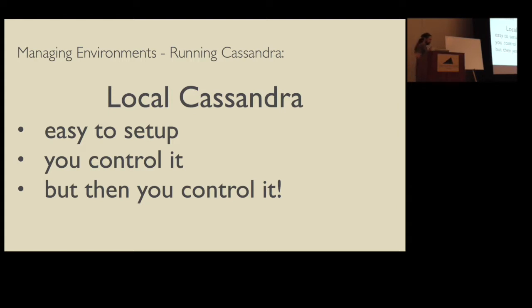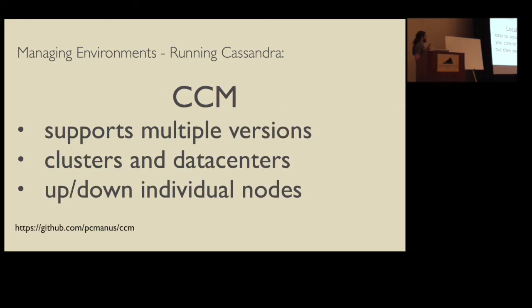So running Cassandra locally, you just download the jar. This is pretty straightforward. It's easy to set up. You control it. And the downside is you control it. You change something, you forget to tell the rest of the team, you forget to put it in whatever, and it doesn't get pushed out. And you end up in a situation of, well, it works on my local machine. It's easy enough to avoid that, but you probably shouldn't go that route.